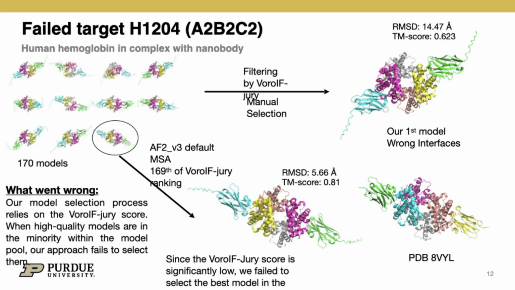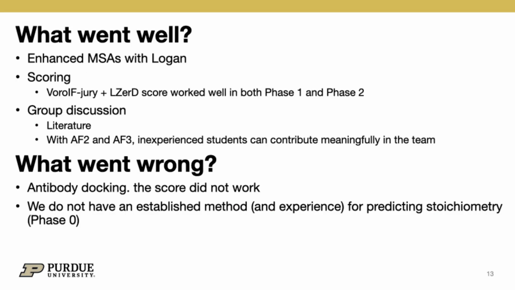Yeah, I think it's almost done. So, what went well? We made the enhanced MSA with a really large MSA, and the scoring worked for many cases. Well, it didn't work for antigen and antibody cases specifically. That was a significant downside of the jury methods. But that is a new thing we added.